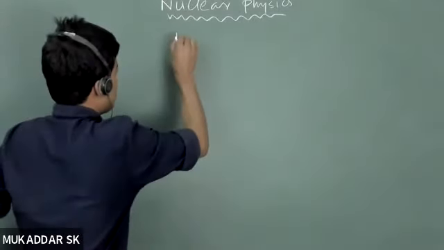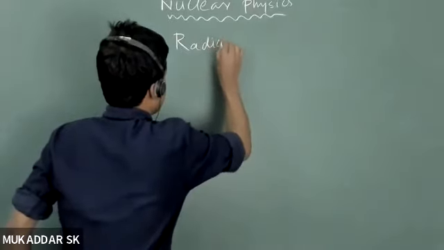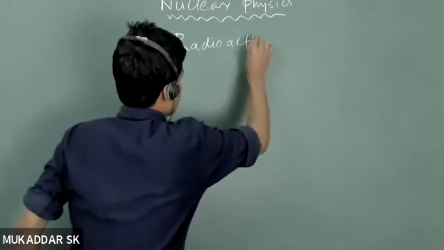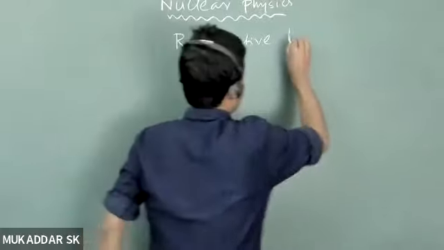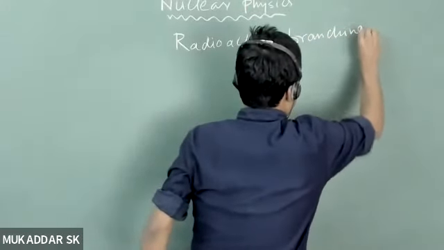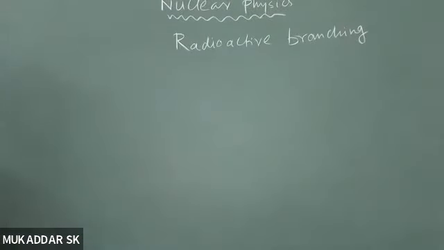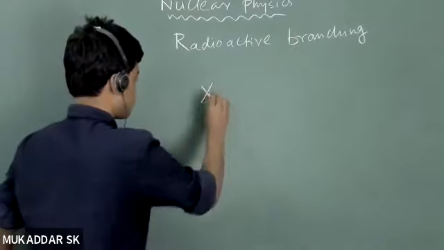Now there is a new thing, that is radioactive branching. Okay. Suppose you have parent nuclei X.